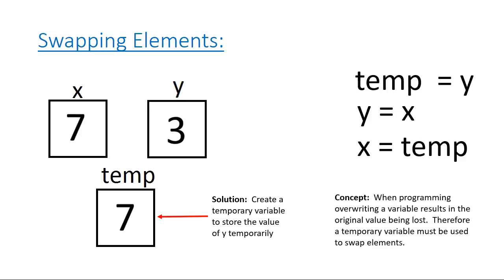So the concept is when programming, overwriting a variable results in the original value being lost. Therefore, a temporary variable must be used to swap elements.